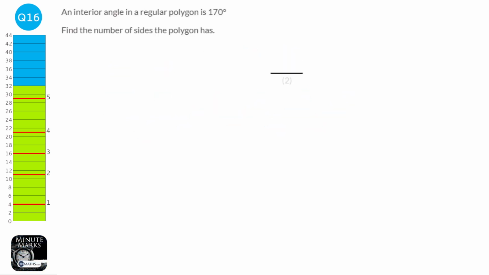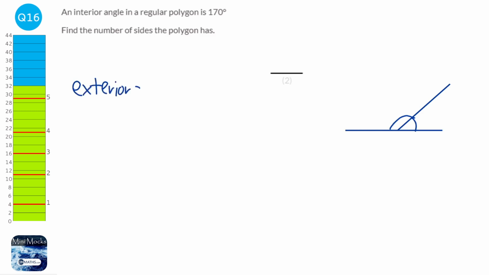We can keep this as an interior angle, but it's actually sometimes easier to convert it to an exterior angle. And what you might know is that the sum of interior and exterior angles is going to be 180, because they will always form a straight line. So to find the exterior angle, all we need to do is 180 take away the 170. And that means it will be 10 degrees.